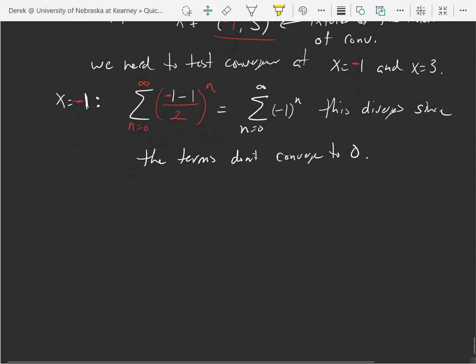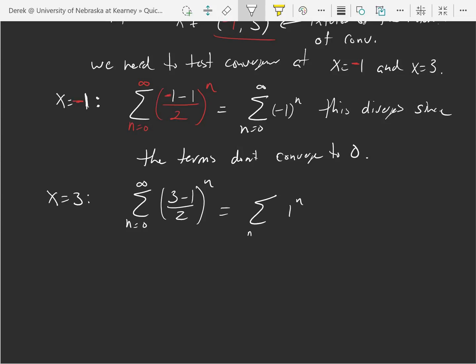Let's test at x equals 3. I've got the sum of (3 minus 1) over 2 to the n from n equals 0 to infinity. Okay, this is equal to the sum of 1 to the n from n equals 0 to infinity, which diverges for the same reason, since the terms don't converge to 0.